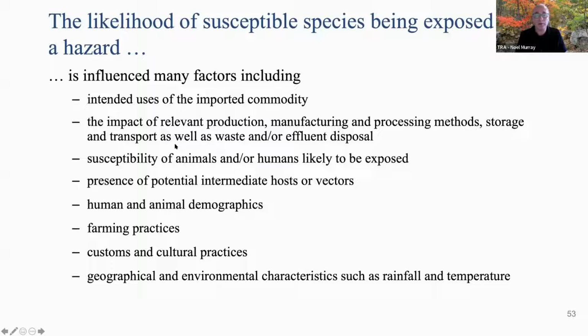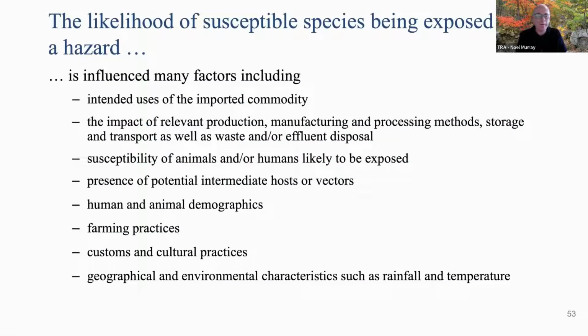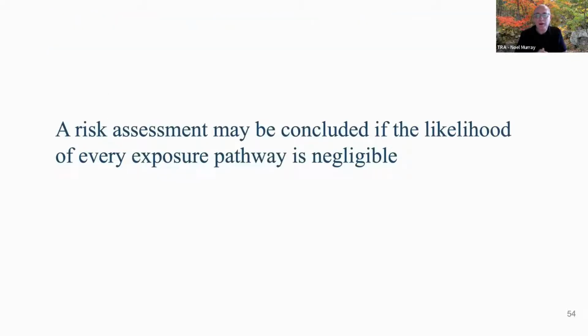Importantly, looking at waste or effluent disposal may be relevant, depending on the nature of the commodity. The susceptibility of animals or humans, any intermediate hosts or vectors that may exist. Importantly, we may need to consider human or animal demographics, as well as farming practices, etc. So once again, if we conclude that the likelihood of exposure at every exposure pathway is negligible, we can conclude our risk assessment.